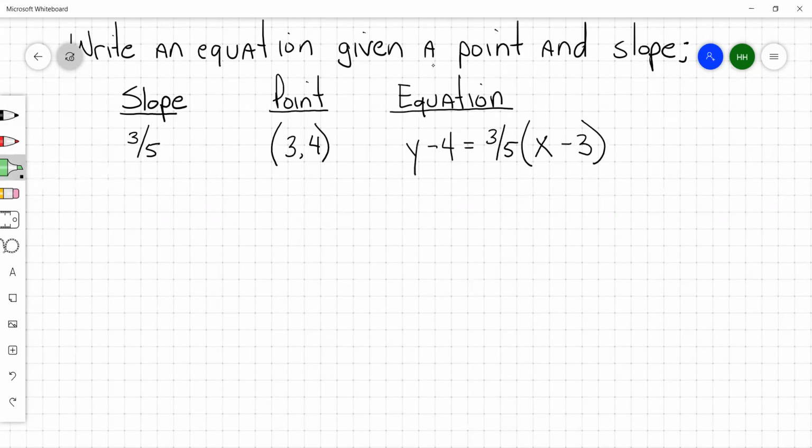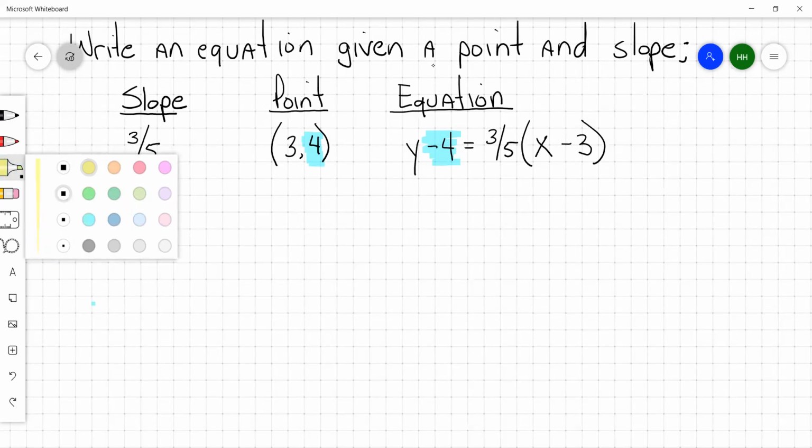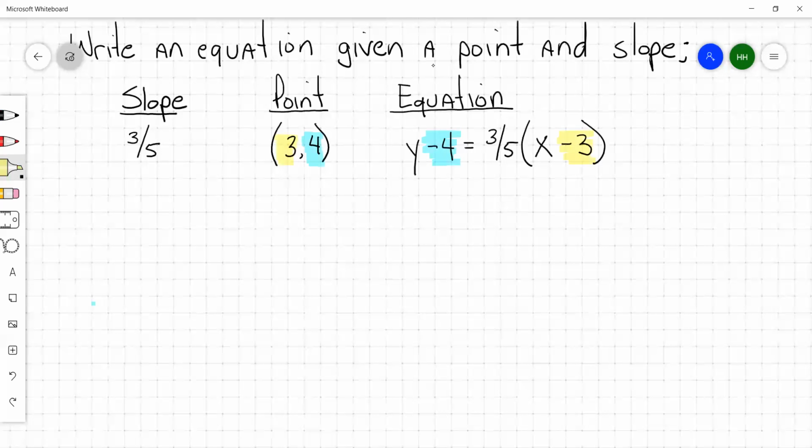The whole key to this, it's a really easy way to write an equation of a line. But look, next to the y right here goes the opposite of this y value. Those two are opposite of each other. And next to the x goes the opposite of the x value. All right? Just make sure that you negate them from the point to the equation or from the equation to the point. They have to have the opposite signs of each other.